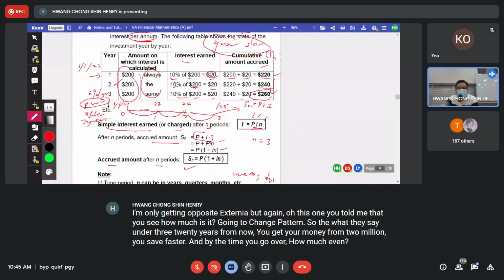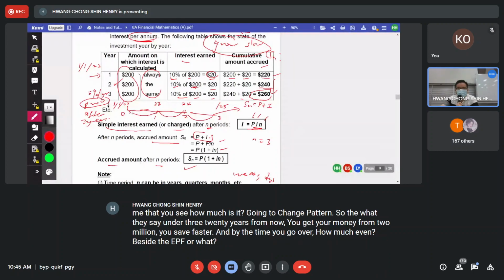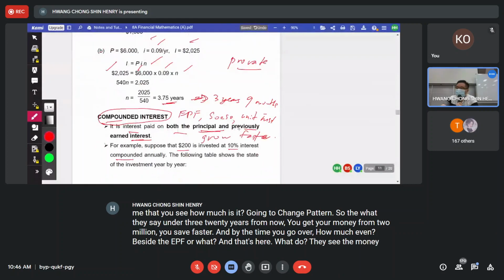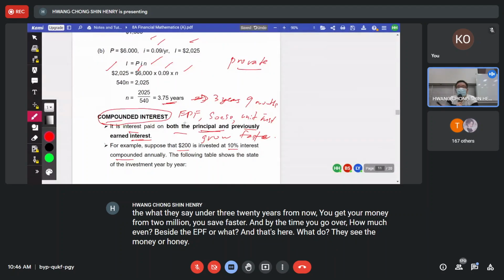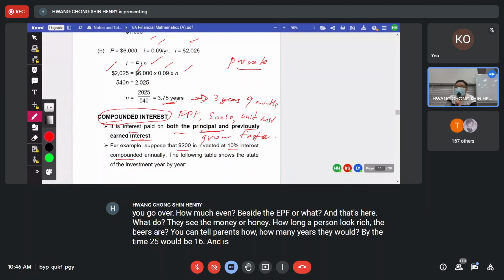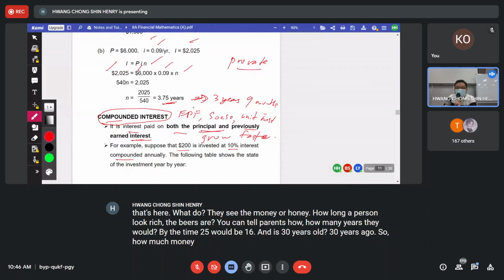That's why the EPF, what does the EPF do? They save the money for you to earn. How long does a person work? Average 30 years. You can check your parents how many years they work. By the time 25, work until 60, at least 30 years to work. So how much money will the EPF grow?